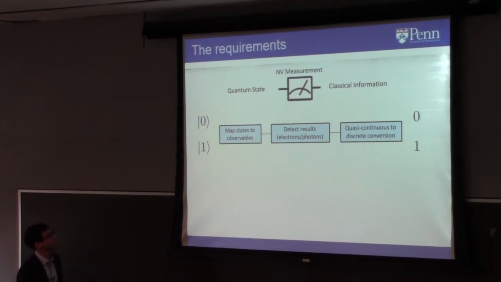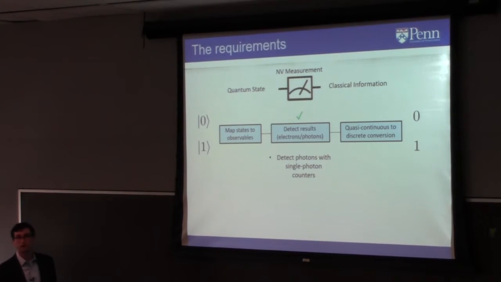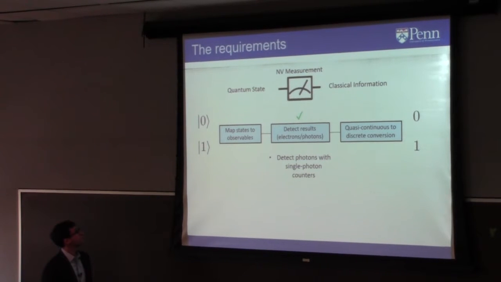And now, to come back here, for our NV measurement, we know what we're going to detect. It's going to be photons. This is an optically active qubit. We should stick with what we know. And we can detect these with very good single photon counters. But now we need to focus on getting our qubit states mapped to an observable.